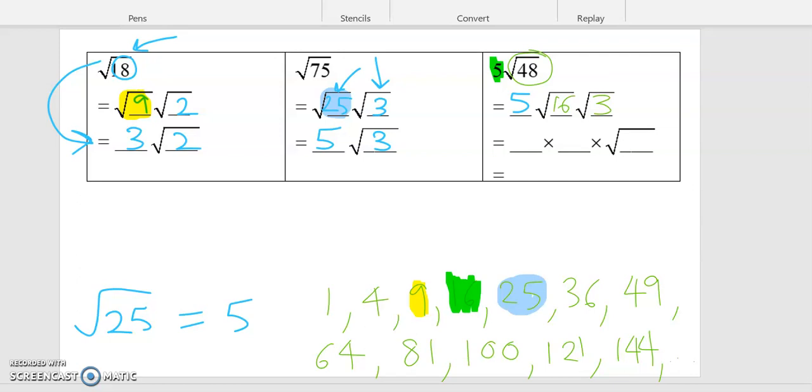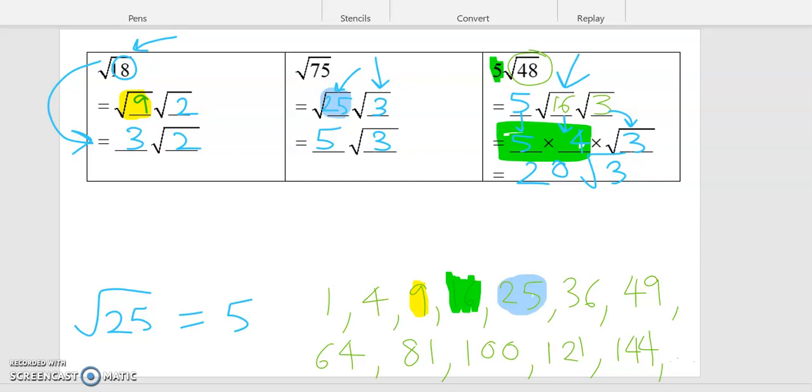So what do I do next? Well, don't forget, the square number goes first. Drop the 5 down, change the root 16 into 4, drop the root 3 down, and then, of course, any numbers, just regular numbers, can be combined. So 5 fours makes 20, and then the root 3 drops straight down. Okay, that's 3 examples on how to simplify surds.